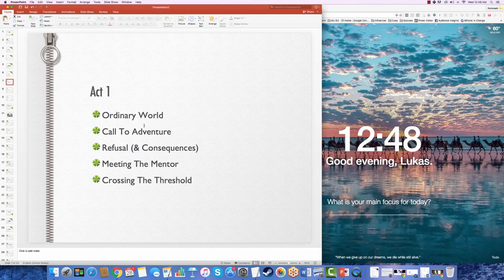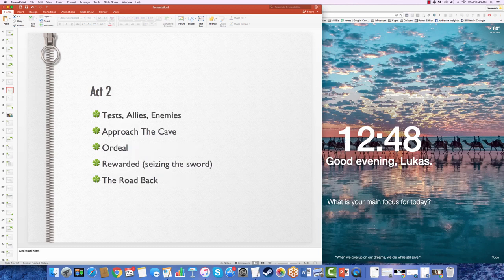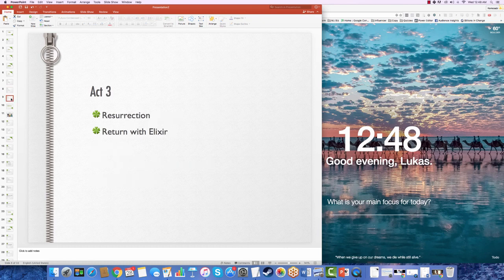So act one: these five pieces: ordinary world, call to adventure, refusal and the consequences, meeting the mentor, and crossing the threshold. Act two: the tests and allies, approaching the cave, the ordeal, the reward, and the road back. And act three is the resurrection of the original world and the return with the elixir to help the original world be better. That is the three-act version of the hero's journey.